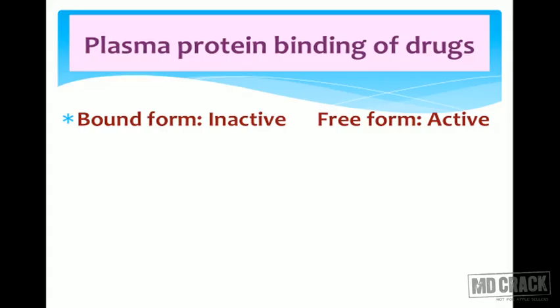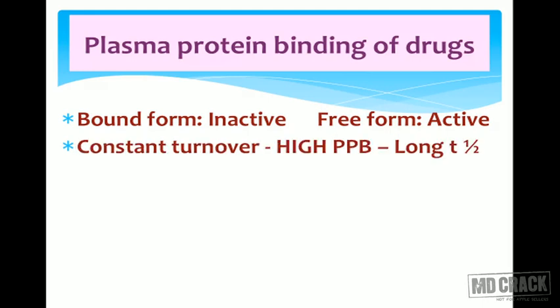Welcome. We are discussing drug distribution. And when you come to drug distribution, the plasma protein binding of drugs is a very important issue. Some drugs have got a capacity to get bound to the plasma proteins. And the bound form of a drug remains inactive, whereas the free form circulating in the blood is the active form. And there's a constant turnover between the bound and the free form.